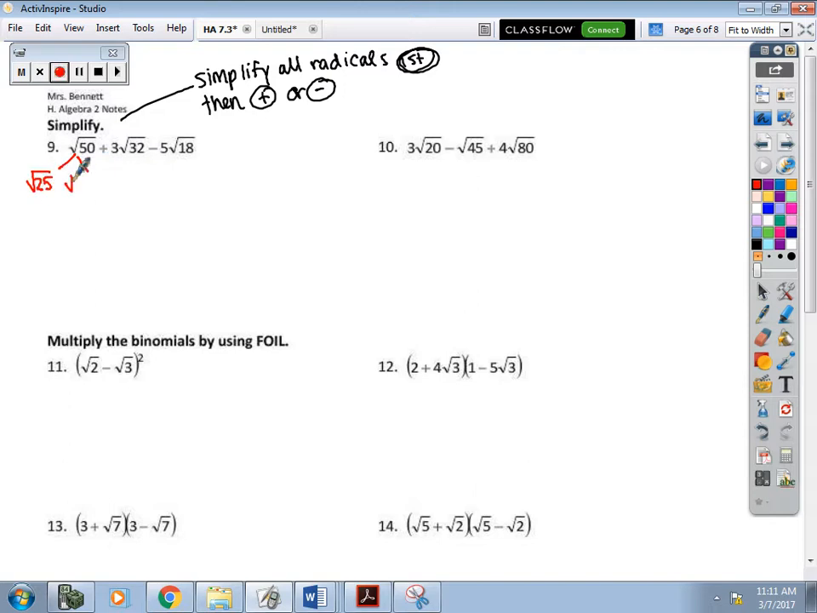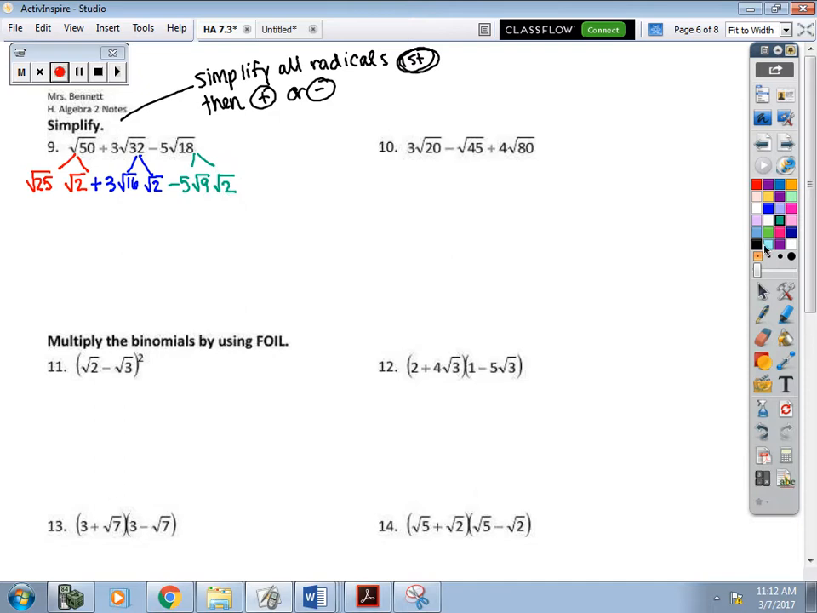Good. Square root of 25, square root of 2. Okay, there is an outside number of 3, so you want to bring that down. Plus 3. And then what am I going to break 32 into? 16 and 2. You don't want to choose 8 and 4. You could, but you have to then break it down again. Break 8 down into 4 and 2. And then our last part, bring down your minus 5. And we'll break the 18 into 9 and 2.